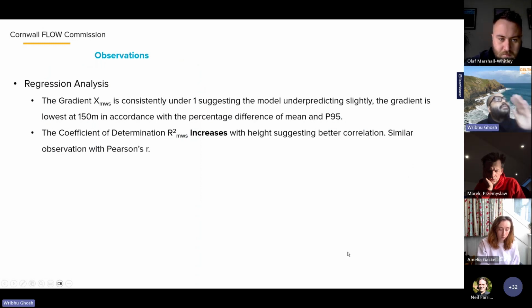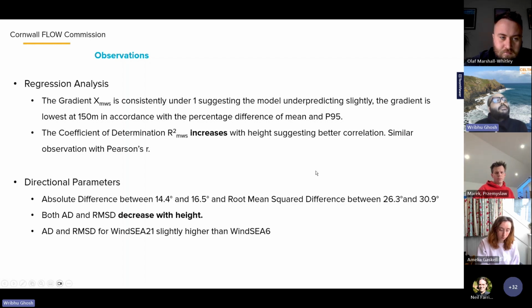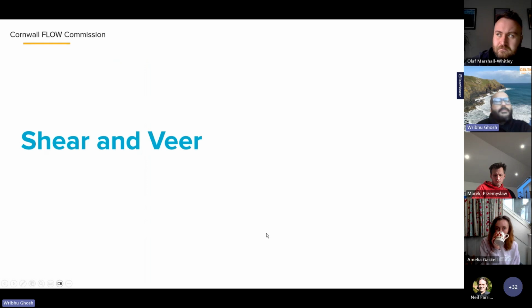Observations: the gradient is consistently under 1 and the coefficient of determination R square increases with height. Same with the Pearson R. For the direction parameters, the absolute difference is between 14.4 and 16.5 degrees. The root mean square difference is between 26.3 and 30.9 degrees. Both decrease with height. The differences for WinC21 are slightly higher than for WinC6, which is contributed by the lack of data during the 5-month period when it was down.